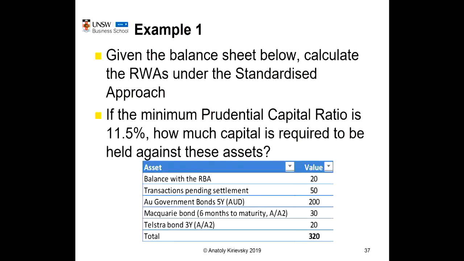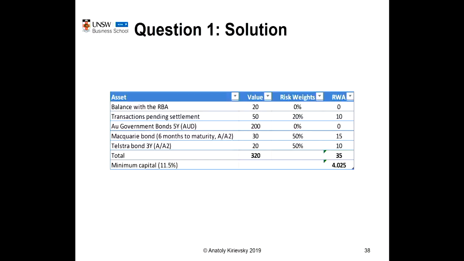So the question is, if they calculate the risk-weighted assets, and if the prudential capital ratio is 11.5%, how much capital do we need? Right? So we apply the risk weights, we calculate risk-weighted assets. So out of 320 million of balance sheet items, the actual risk-weighted assets are 35, and the minimum capital, therefore, is 4 million.